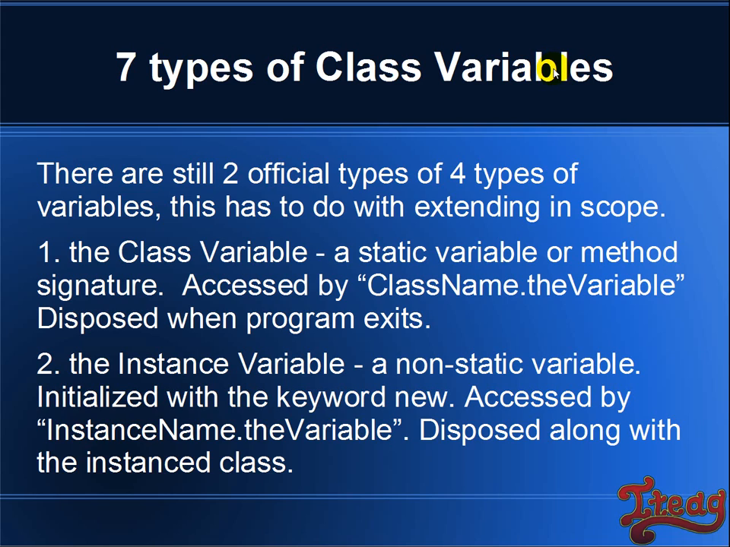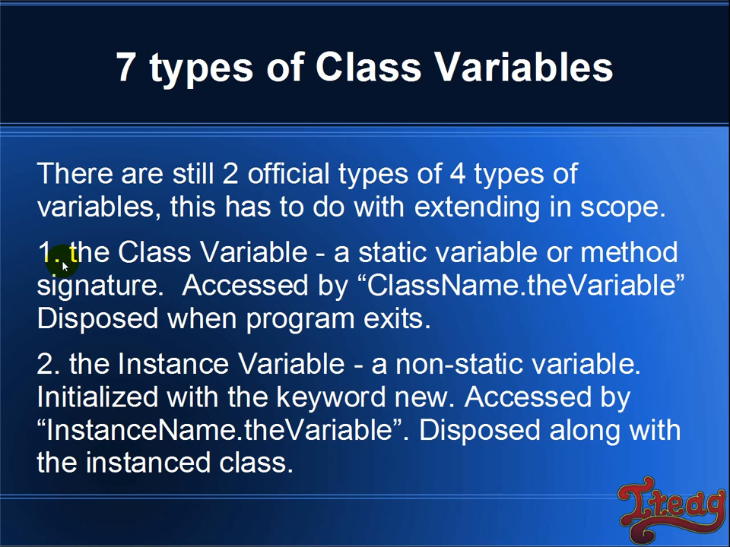During my last run through this section, I got to see where it really trumps all over methods and a lot of other stuff, but it's all one big thing. So I'll cover the method specific stuff more in detail in the method section coming up next. So there's still 2 official types of 4 types of variables. Your primitive values, and then your reference type values, and then of course those other 2, the wildcard and the raw. This has to do with extending in scope.